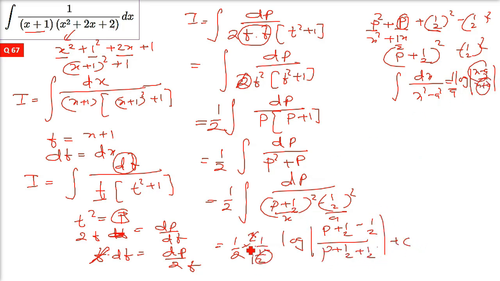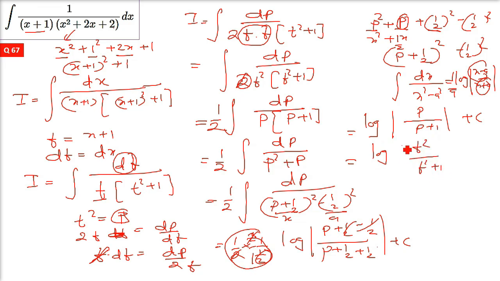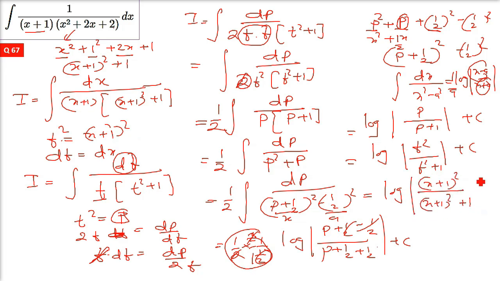So this numerator will be p only. Half gets cancelled, it will be p only. Half plus half is 1. So this is log of p by p plus 1, plus the constant of integration. Now p was t square, so log of t square by t square plus 1, plus the constant of integration. What was t square? If you remember, t is x plus 1, so t square will be x plus 1 whole square. So you can just write it here, x plus 1 whole square divided by x plus 1 whole square plus 1, plus the constant of integration.